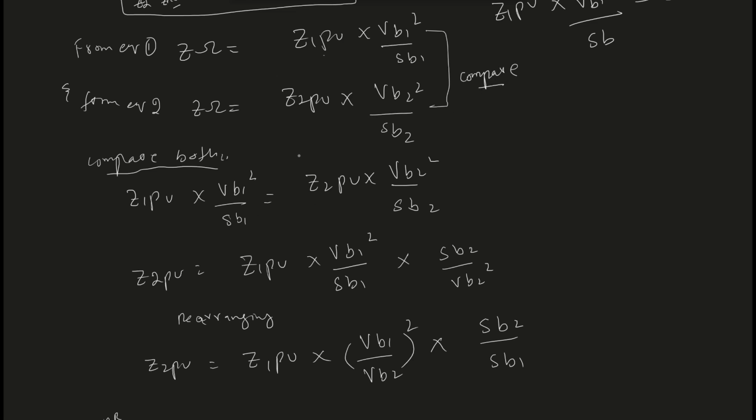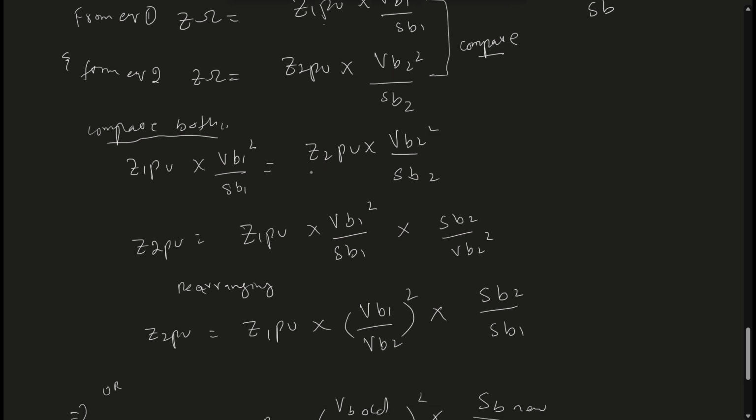Now, Z ohm is the same, common in both systems, so we will compare these two equations. So Z1 per unit is equal to this. Now I need to find this Z2. Remember, as we found earlier for I2 per unit, similarly here we will also find Z2, or Z new. We need to find the new value.